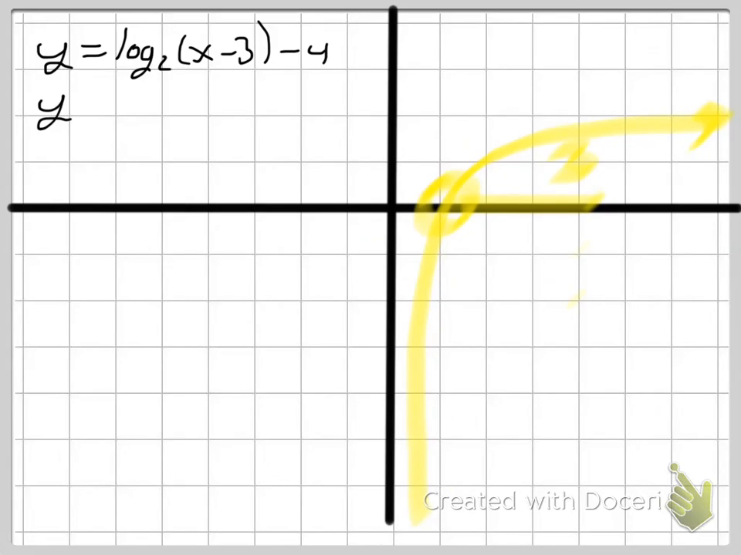1, 2, 3, 4. So we're going to be down here, with a vertical asymptote. The vertical asymptote was originally over here at 0, so that's going to be moved 3 units over here. And then the same shape here would be my transformation, or translation. So over 3 and then down 4.